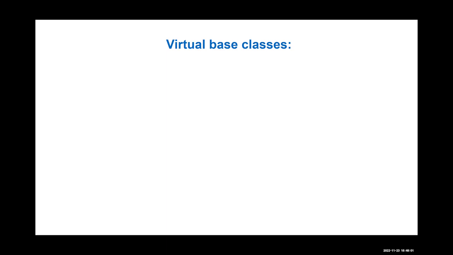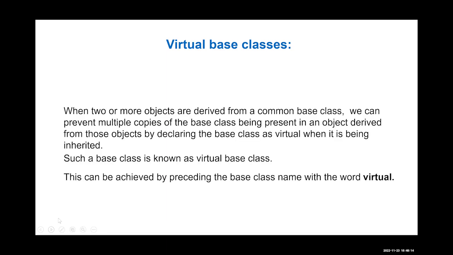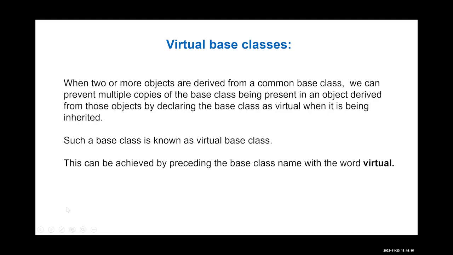So what do you understand by virtual base classes? We all know what a base class is. A base class is nothing but a class which allows its properties to be inherited by another derived class, isn't it? So what do you mean by virtual base class? Let us see the definition. When two or more objects are derived from a common base class, we can prevent multiple copies of the base class being present in an object derived from those objects by declaring the base class as virtual. So when we declare a base class as virtual, that is when it is called a virtual base class.